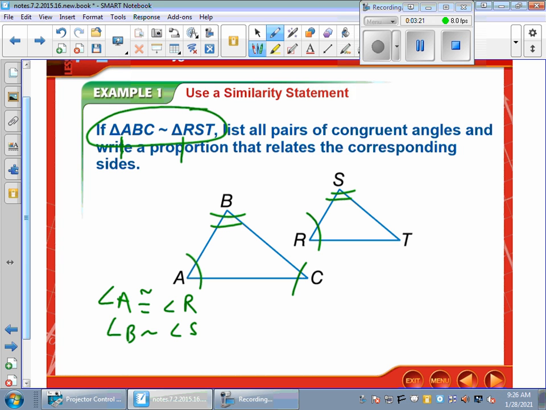And then the third one, we go with 3 here, 3 here. Angle C is congruent to angle T. And why can we only do one letter here? Because there's no extension or combination here.